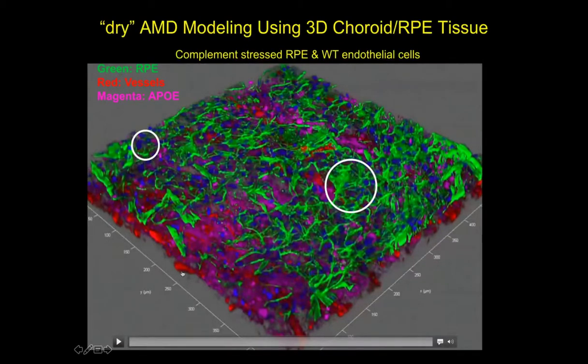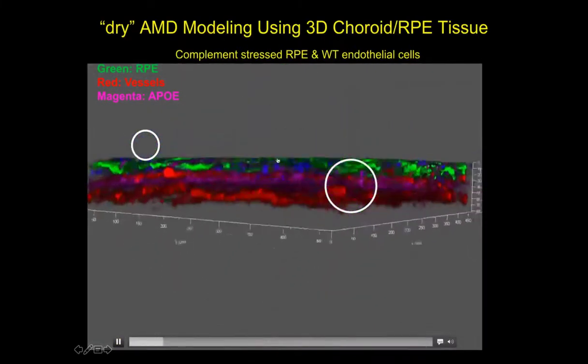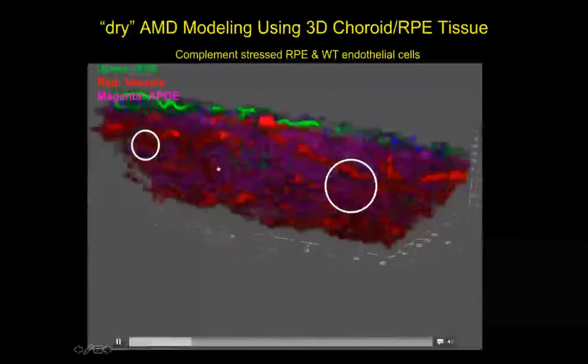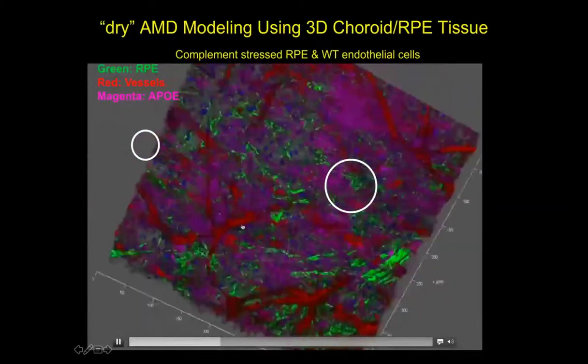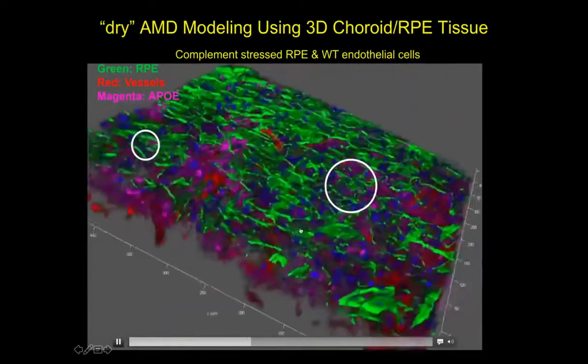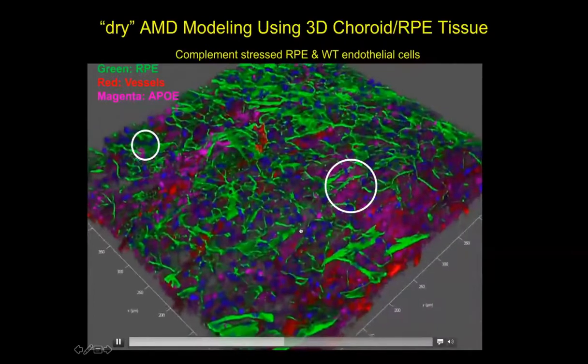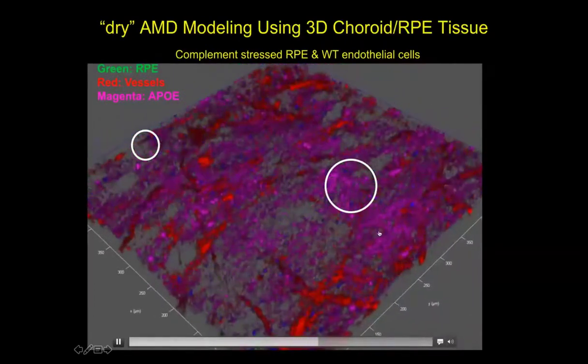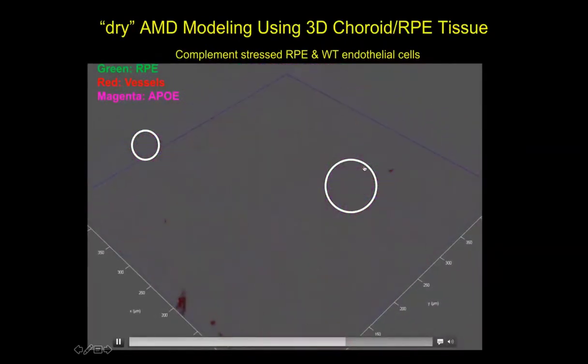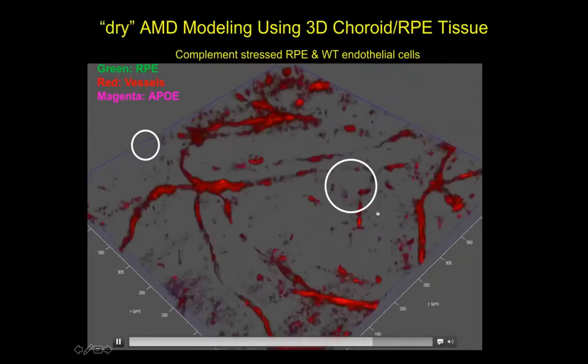Now, when I play, you will see the vessels at the bottom in red again, and ApoE, the hallmark feature of drusen deposit, is labeled in magenta color. So it has the RPE on top, and you can see ApoE deposits turning around. You can see the vascular network is really sparse here as compared to the wild type or the wet AMD tissue. Looks like the vessels are regressing and dying off.